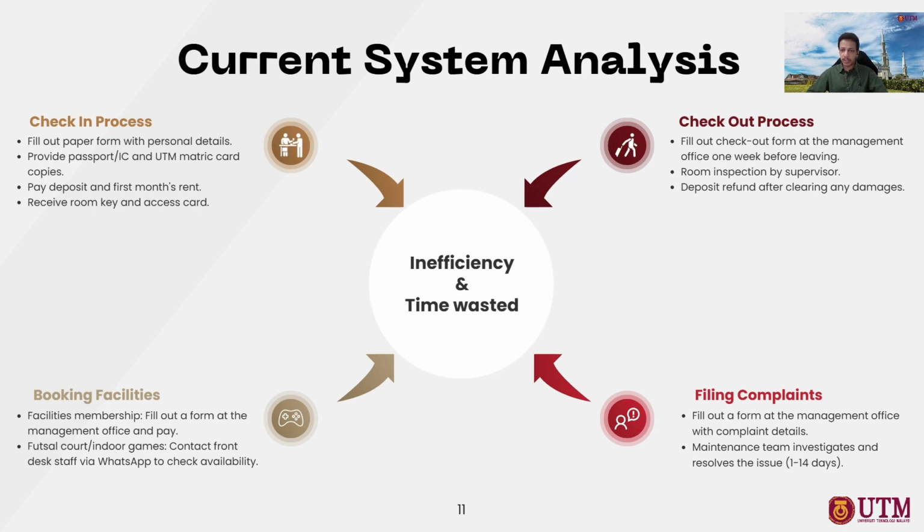Now for the checkout process, almost similar. They have to go to the management office to fill out the checkout form and have to wait for the room inspection by the supervisor, which the student will be informed of via WhatsApp, and finally the deposit refund. Now there's the booking facilities. In booking facilities, the student first has to pay a monthly fee of 50 ringgit, and they have to fill out a form at the management office.